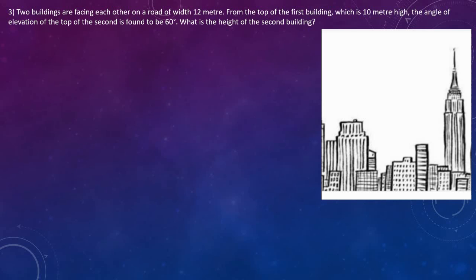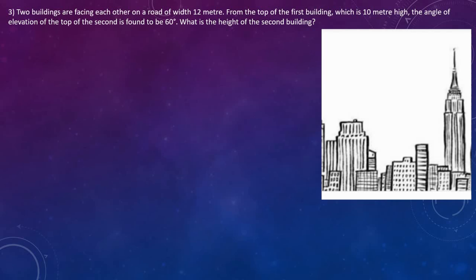Two buildings are facing each other on a road of width 12 meter. From the top of the first building, which is 10 meter high, the angle of elevation of the top of the second is found to be 60 degrees. What is the height of the second building?